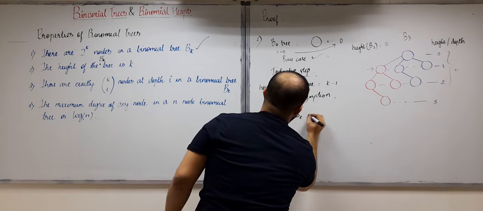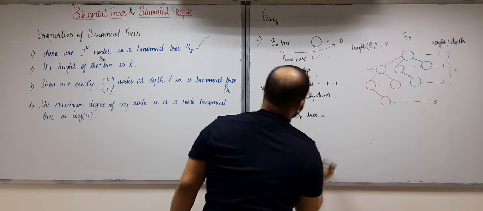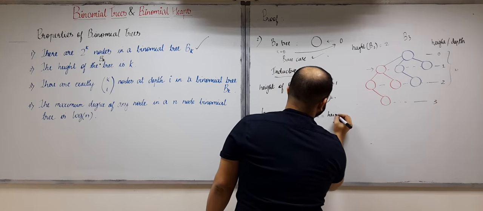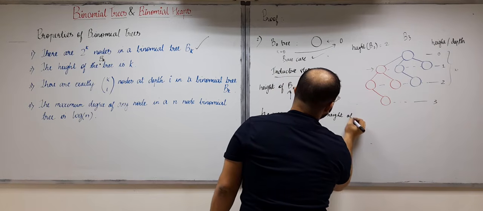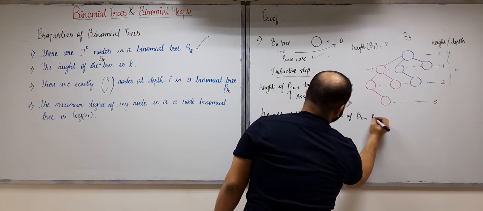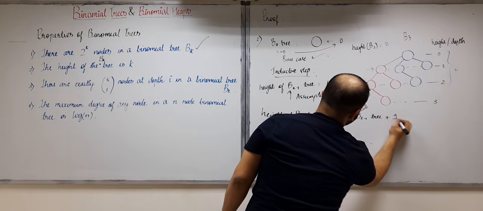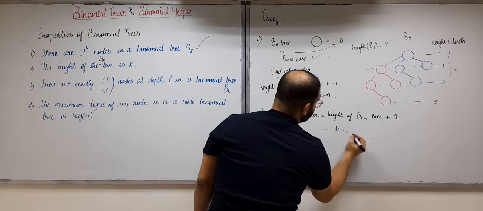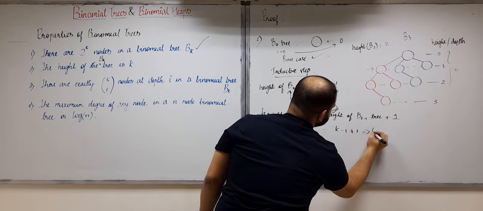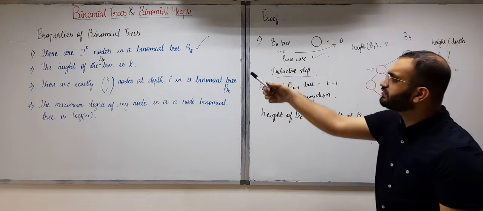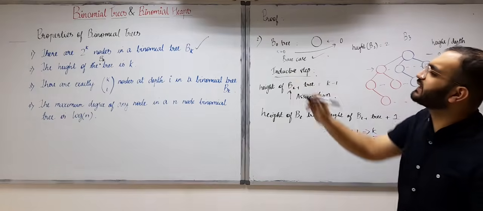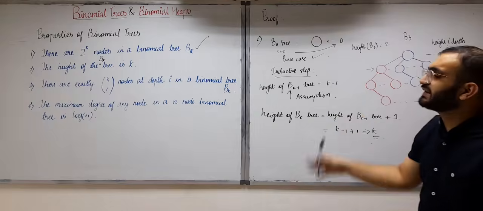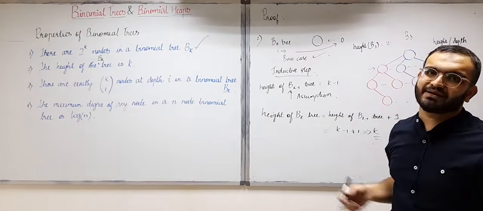So we can say that the height of the Bk tree in every case, and this will happen in each and every case, is the height of the Bk minus 1 tree plus 1, okay? So what is the height of the Bk minus 1 tree? What we have assumed, it is k minus 1, plus 1. So the height should be k. Is this what is written over there? The height of the Bk tree is k. Yes, we have actually proved now that the height of the Bk tree is k using mathematical induction.